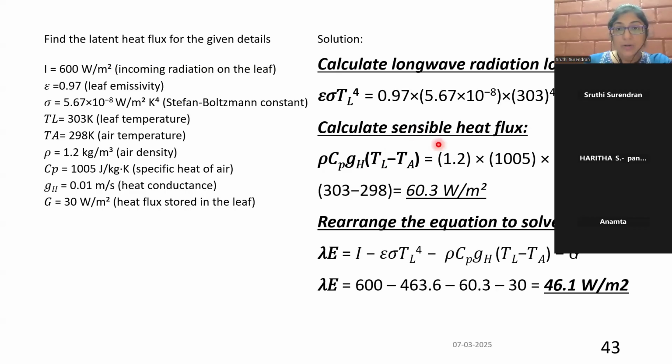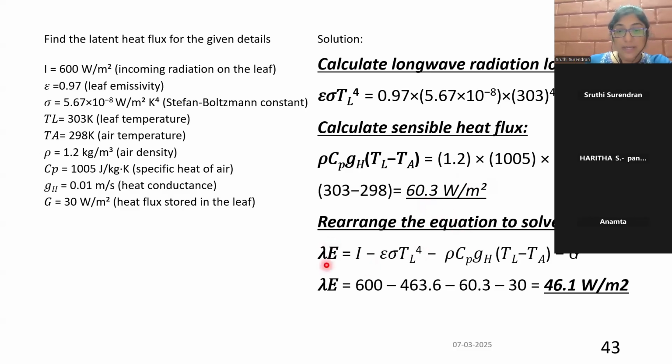Next we'll calculate the sensible heat flux or sensible heat loss. The rho value is 1.2, the Cp value is 1005, and the boundary layer conductance is 0.01, into TL minus TA, which is 303 minus 298. Multiplying all of this, we will get 60.3 watt per meter square.